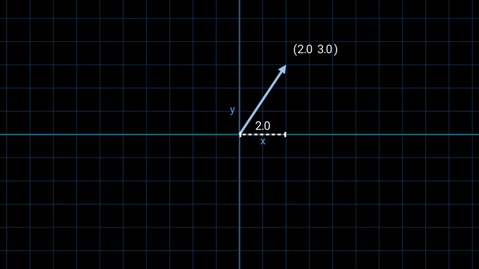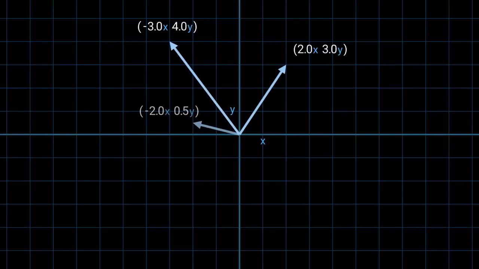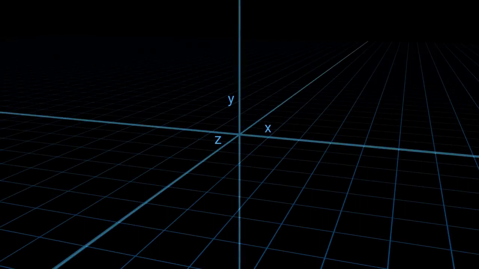In this video series, we'll add the labels of the axes inside the component list. This will help us later. Here are a few more example vectors with their component lists. Vectors reside in what's called a vector space. This one is two-dimensional, so it has two axes, and each vector is specified using two components. Here's a three-dimensional vector space. In this space, there are three axes, and each vector is specified using three components.